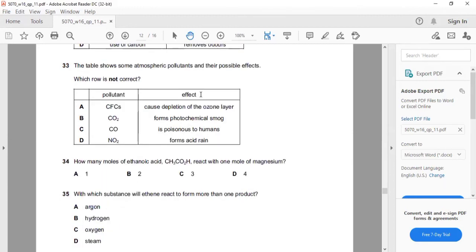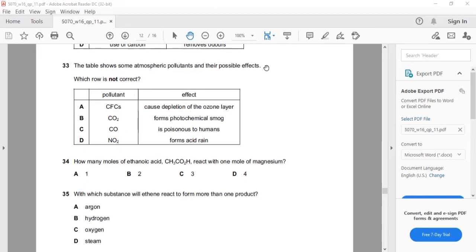33. Pollutants and possible effects. I think very simple question, straightforward. CFC cause depletion of ozone layer. Not correct. This is correct. So carbon dioxide is not photochemical smoke. Carbon dioxide is the greenhouse gas that causes global warming. So B is the answer. Carbon monoxide is poisonous, is true, but it's written not. Nitrogen dioxide from acetylene is true. So B is the answer.